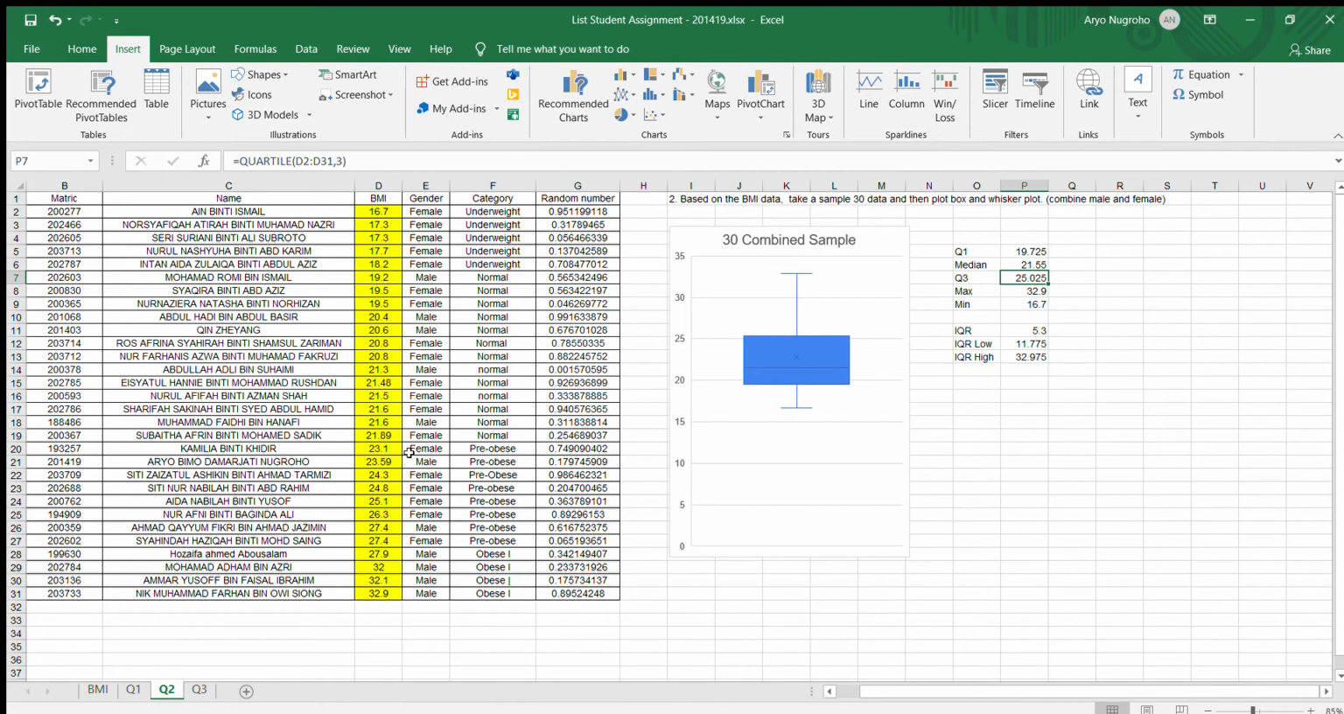Now moving on to question number 2. Question number 2 asks us, based on the BMI data, to take a random sample of 30 and plot the data as a box and whisker plot. The sample taken is a random 30, combining male and female. On the left side, I have randomized the numbers and taken the 30 students. So as you can see, it is random.